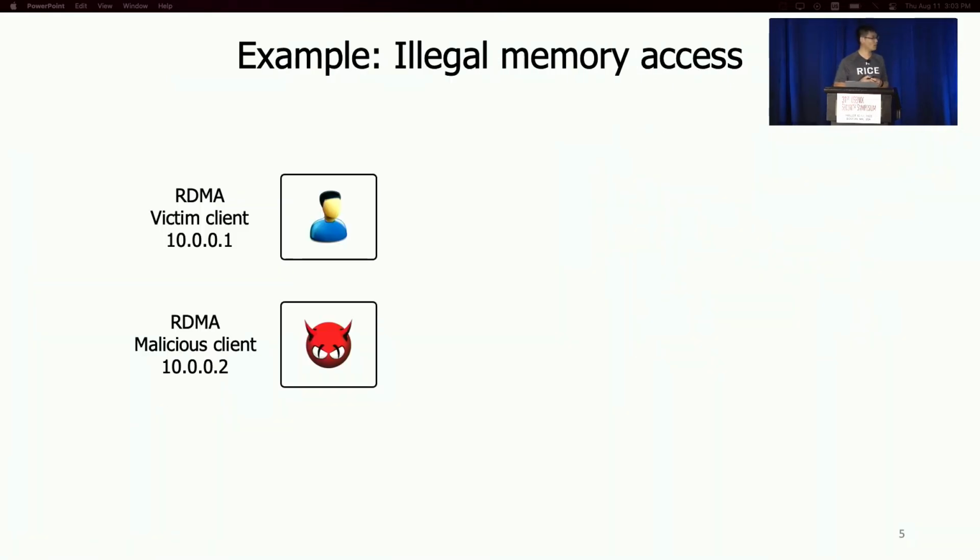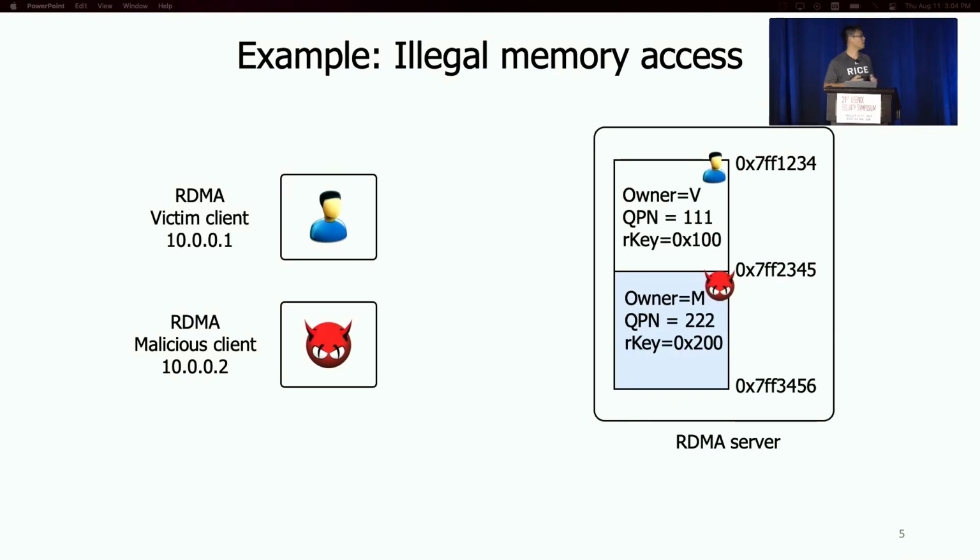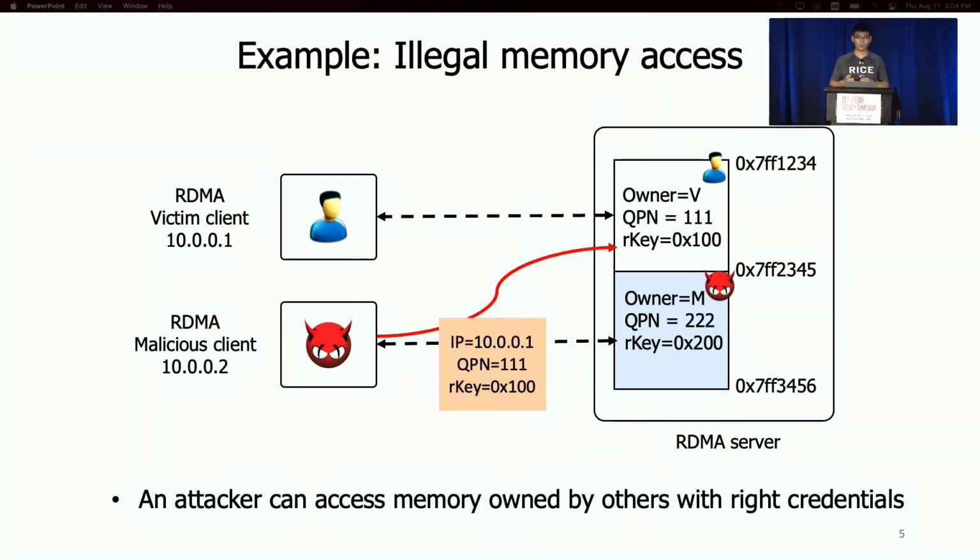Here is an example. In this example, we have a victim client and a malicious client. They're running on different machines. And they have created RDMA connections with the same remote RDMA server. And in normal cases, an RDMA client can only access memory owned by itself. But an attacker can access the memory owned by the victim if she successfully guesses the right value for the credentials using the vulnerability I showed you on the last page.